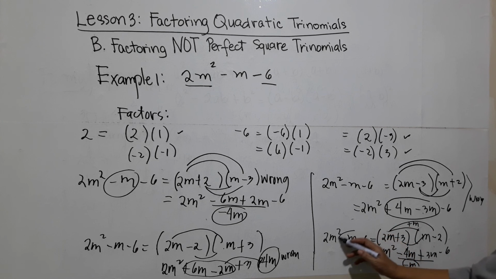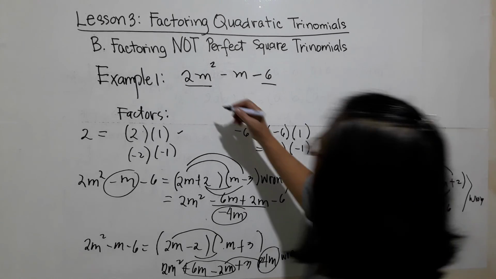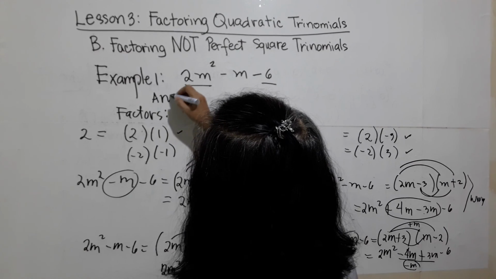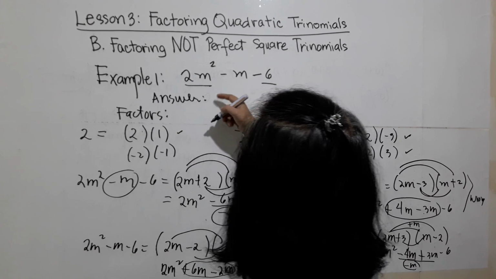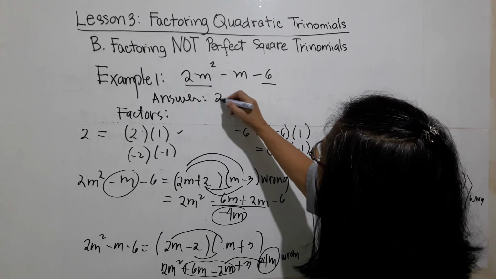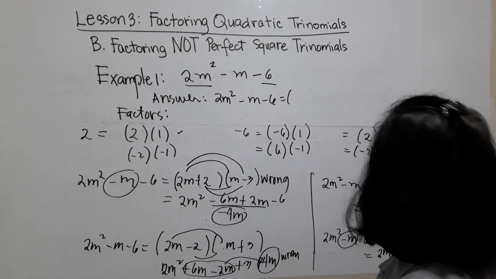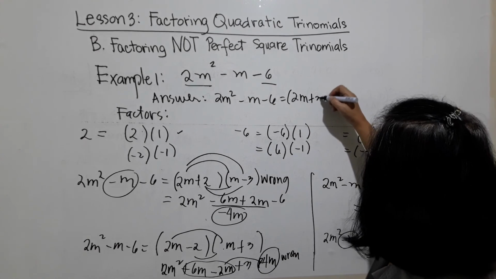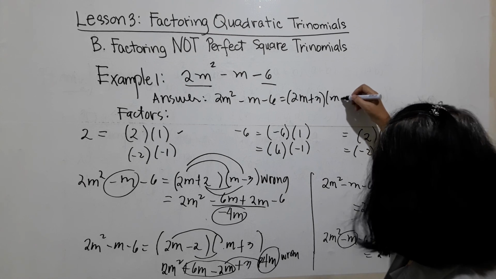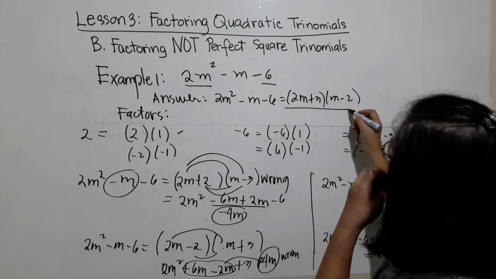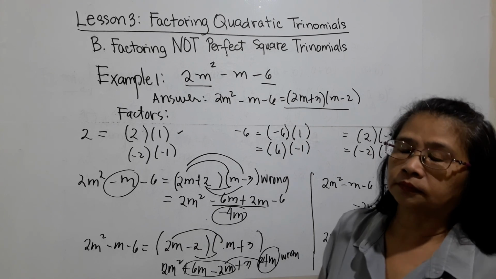Did we get the same answer? Yes. So therefore, what are the factors of 2m squared minus m minus 6? So our answer now, I will write it here so you won't be confused. 2m squared minus m minus 6. The factors are 2m plus 3 times m minus 2. Were you able to follow? Okay.